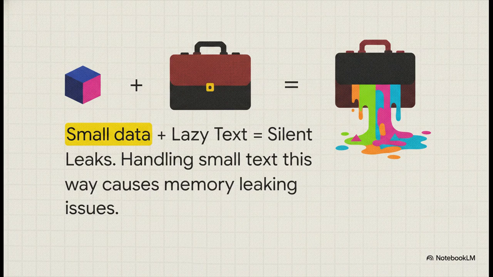So, this brings us to a pretty stark reality for your daily coding life. Small data plus lazy text equals silent leaks. Think about the basic building blocks of your own applications for a second. Are you using lazy text to store a simple, tiny JSON key? What about a short configuration string or maybe a basic database identifier? Because if you're defaulting to lazy text for those kinds of tasks, you're literally handing out thousands of those heavy briefcases. You are silently bleeding memory and unnecessarily taxing your system's resources, all for tiny bits of data that really should have been evaluated instantly.